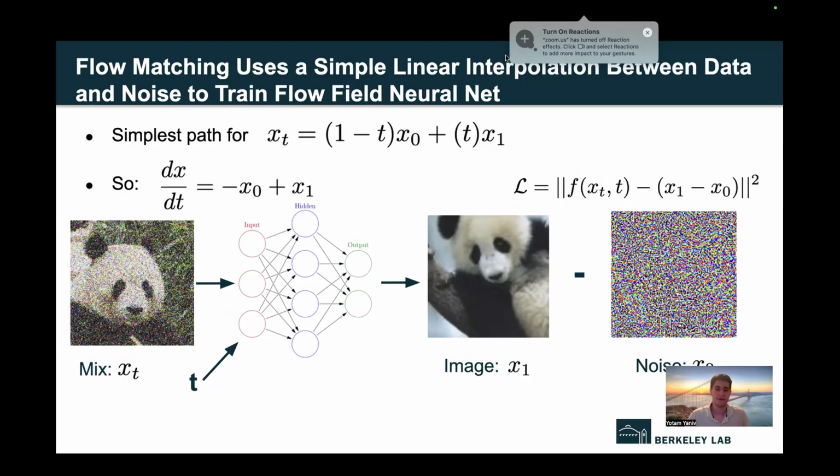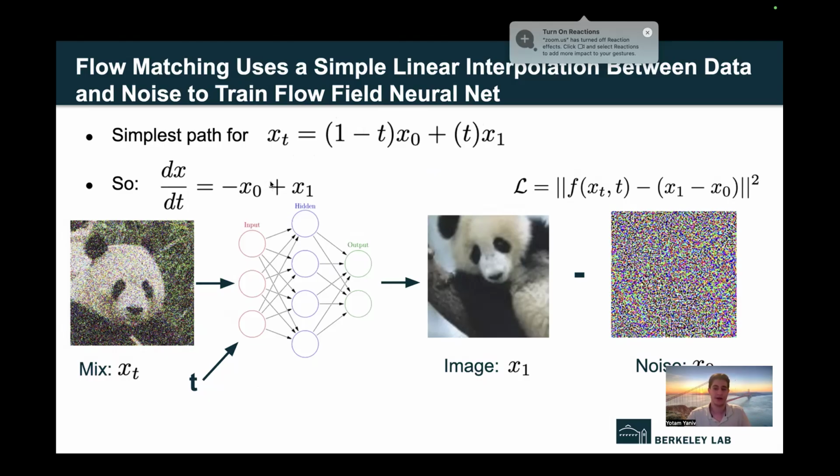Now, after we've defined this path, we take the derivative of x of t with respect to t. Coming from a math background, this really excites me because I get to do some simple calculus in front of you. If we take the derivative of 1 minus t with respect to t, we get -1. And when we take the derivative of t with respect to t, we just get 1. So the derivative along this path is -x0 plus x1.